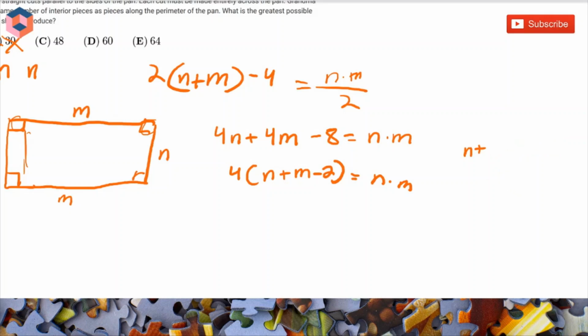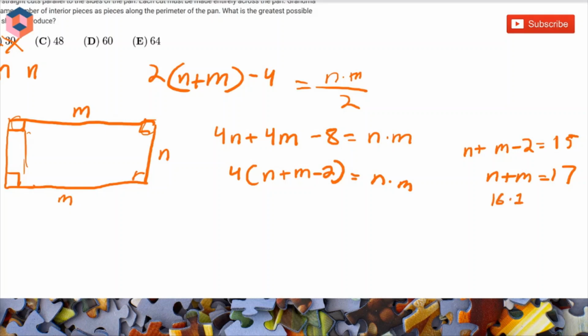So we have n plus m minus 2 is equal to, since 60 is equal to 4 times 15, it's equal to 15. So we have that n plus m is equal to 17. Okay, so now we need to find a product that multiplies to 60. So we have 16 times 1. That doesn't work.